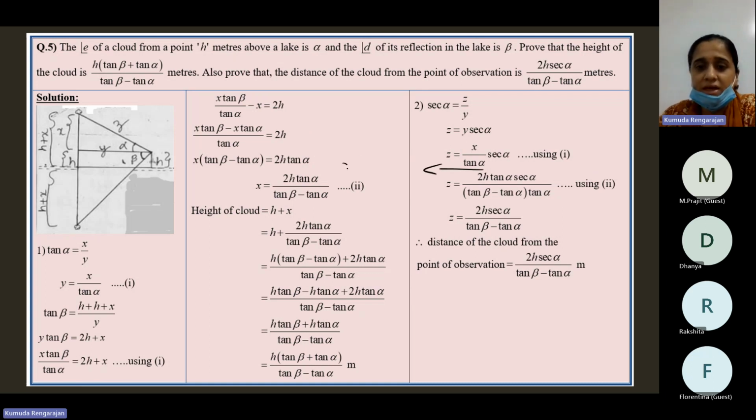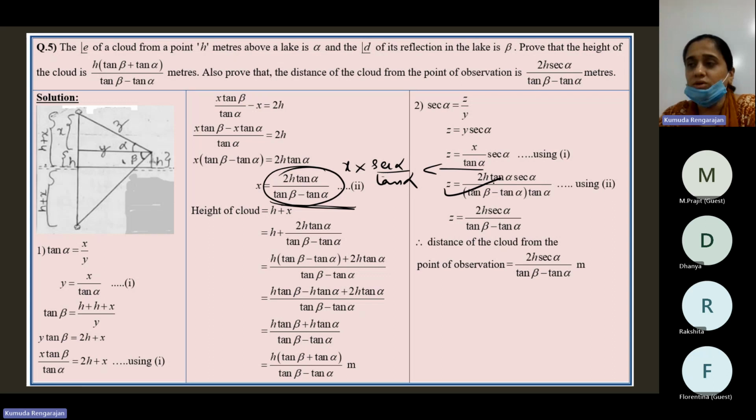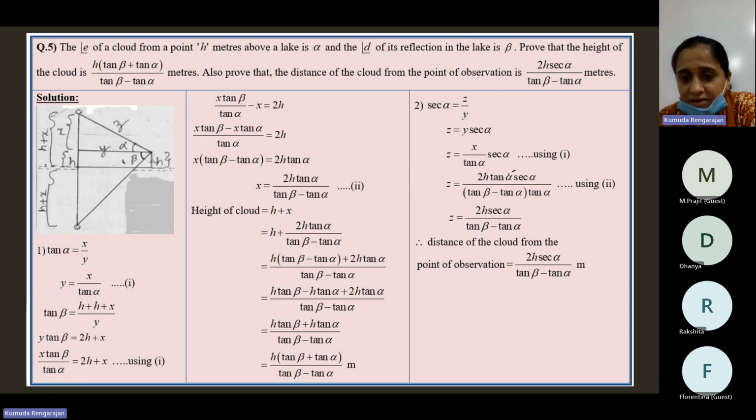You can write this as x into secant alpha by tan alpha, and then substitute for x using 2. X is this one, so put that. This is what you will get. Then you see that this tan alpha and tan alpha will get cancelled. So you're left with 2h secant alpha by tan beta minus tan alpha, which is the result.